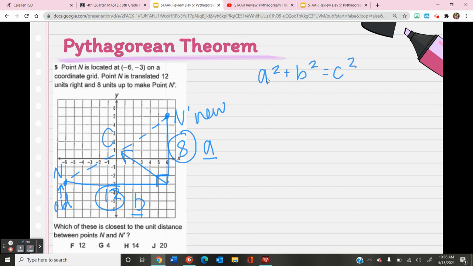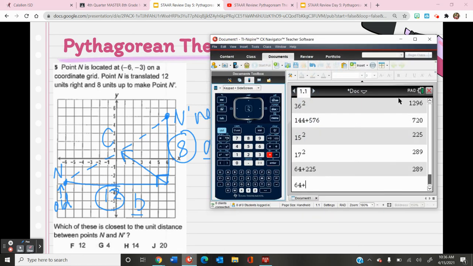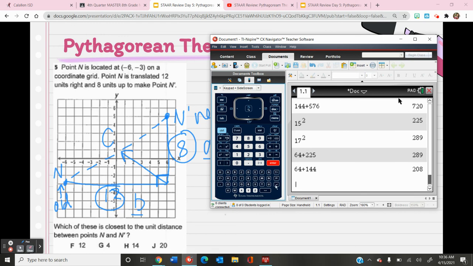Now I just want to plug in my numbers. So I have A squared, which is 8 squared, plus B squared, which is 12 squared. And this equals C squared. So simplifying this, I have 8 squared equals 64, plus 12 squared equals 144, and this equals C squared. So 64 plus 144 in our calculators equals 208.